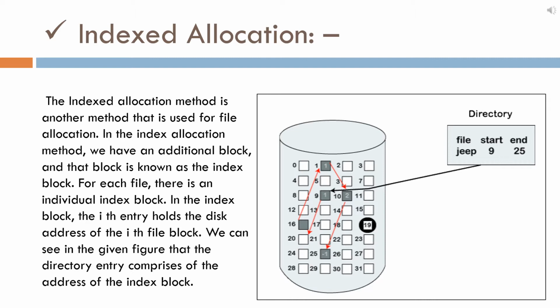And the last one is indexed allocation. This index allocation method is another method that is used for file allocation. In the index allocation method, we have an additional block, and that block is known as the index block. For each file, there is an individual index block. In the index block, the ith entry holds the disk address of the ith file block. We can see in this figure that the directory entry comprises the address of the index block.